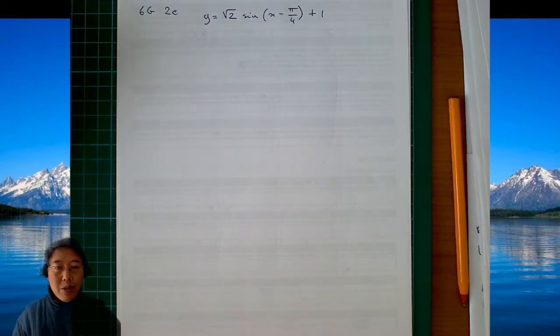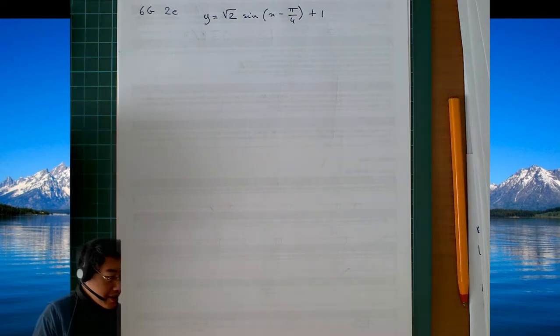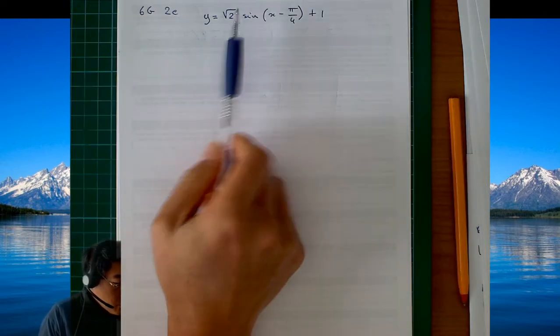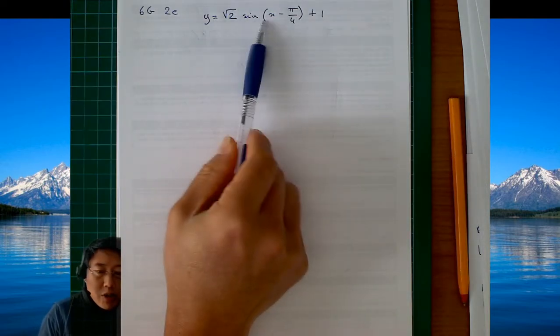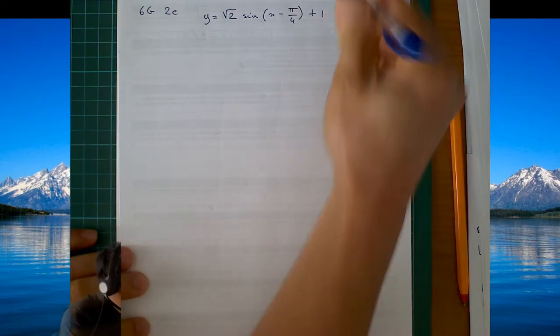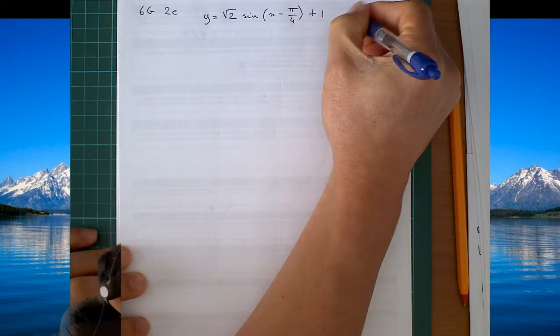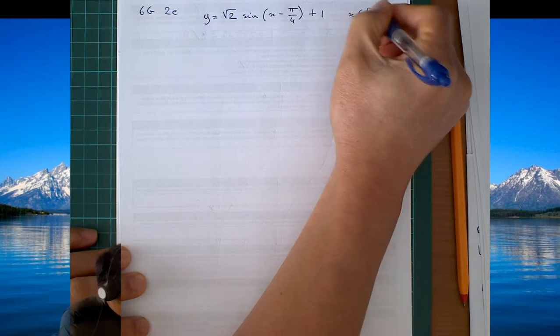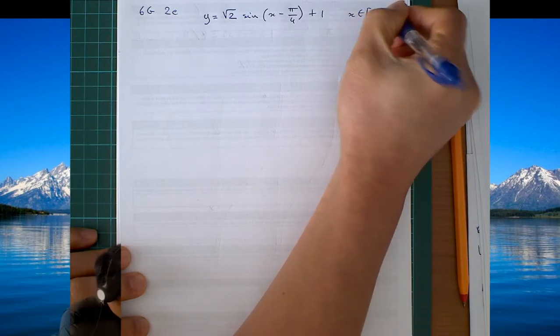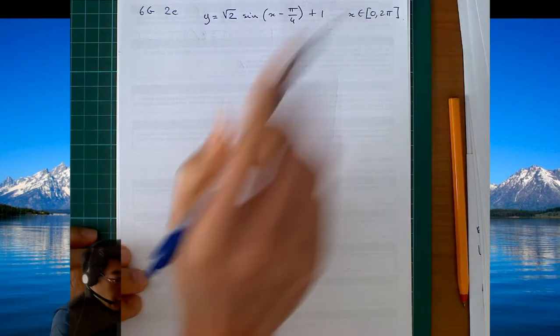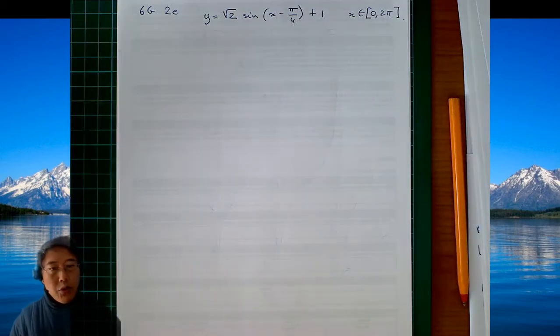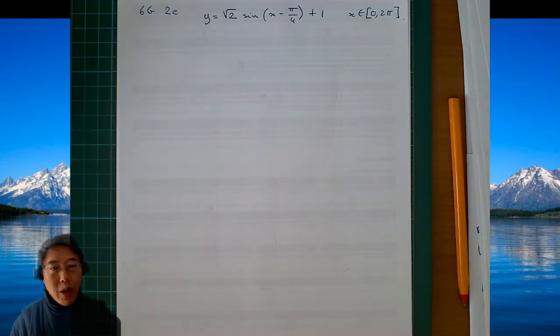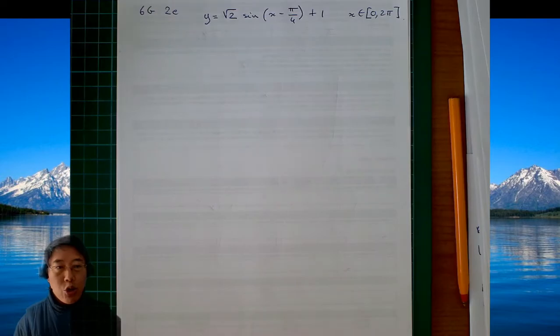Alright, because it's asking you to find the x-intercepts, first, what I would do is solve this equation, make it equal 0, and find all the values of the x-intercepts for the required domain. Okay, now before I do that, you can get a quick idea about what it looks like by looking at the transformations.